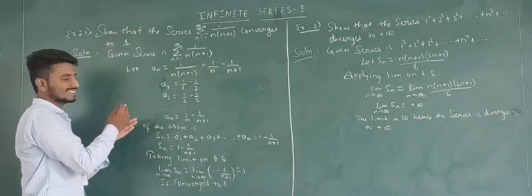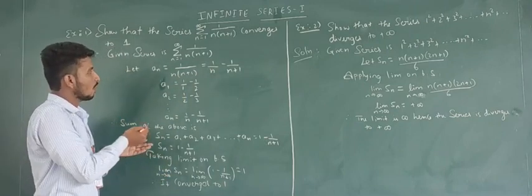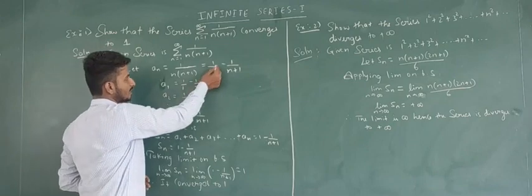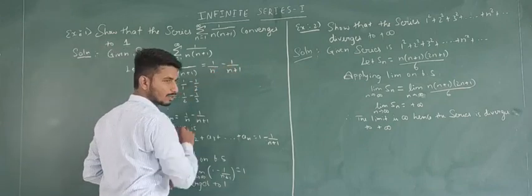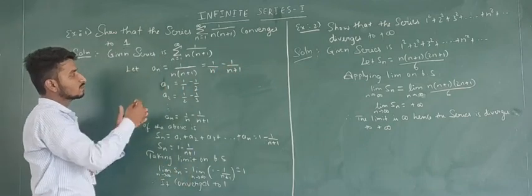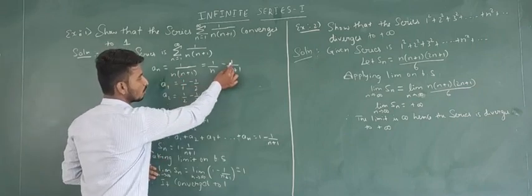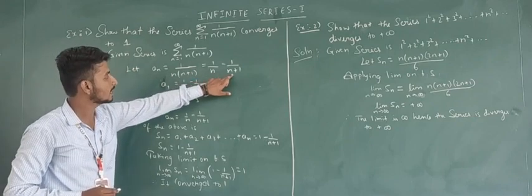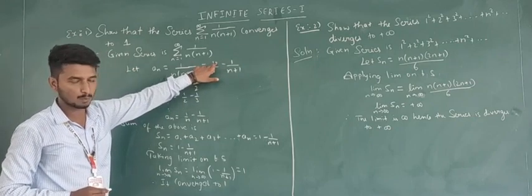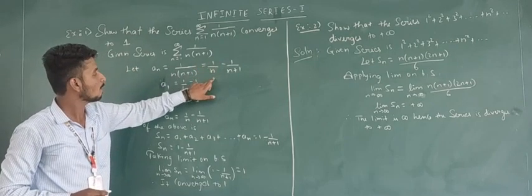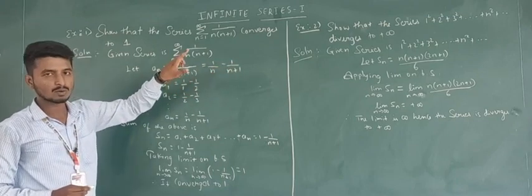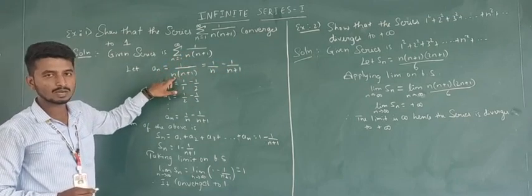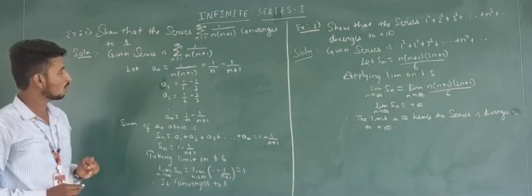So we have to split this 1 divided by n into n plus 1. How will we split this? We will split it like this: 1 divided by n minus 1 divided by n plus 1. Why split like this? If we cross multiply both, it will again be in the same form. Here, this will be n plus 1 minus n, which is nothing but 1 divided by n into n plus 1.